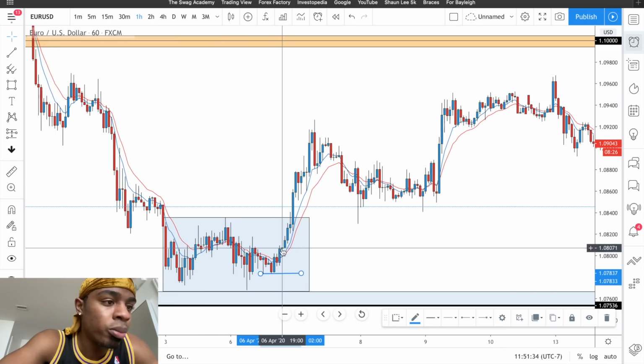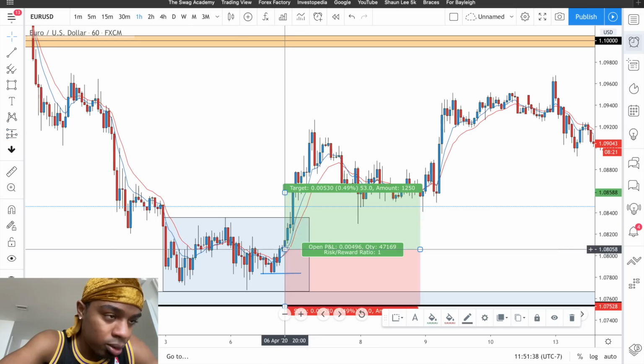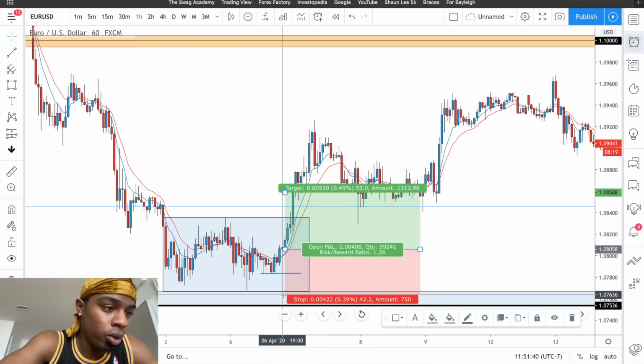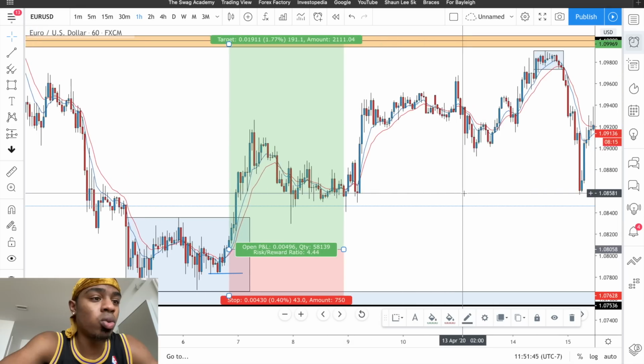And then we have a huge momentum candle. That should be your entry right here. Stop loss right below here. Take profit at this next level, 1 to 4 risk to reward ratio.